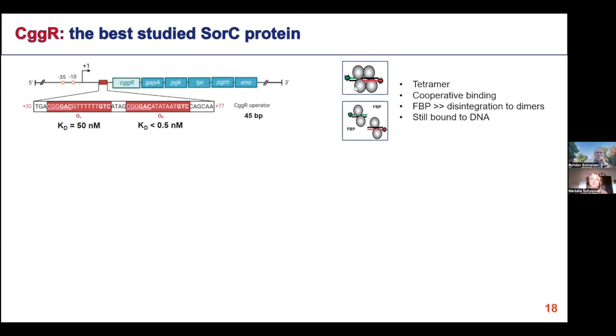CGGR has been extensively studied by a variety of biophysical methods before. We knew that the protein binds DNA as a tetramer in a highly cooperative manner, having almost 100 times higher affinity to the right half operator. We also knew that upon binding of its known effector, fructose bisphosphate, the tetramer disintegrates to two dimers, which, however, remain attached to the DNA.